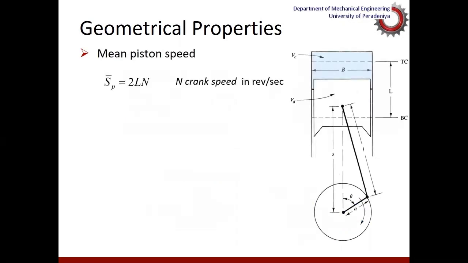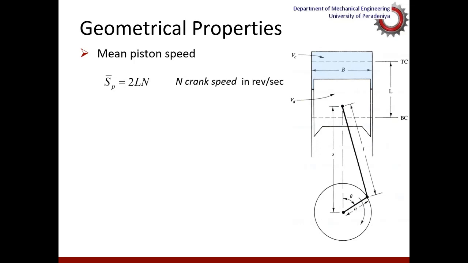Mean piston speed is an important geometric parameter of an engine, particularly when it comes to the design of engines. We know that the piston velocity changes at the top dead center and the bottom dead center, and the speed becomes zero at both, and then it gets accelerated. So it's a dynamic quantity, and we can't quantify a single value of piston speed. But for mean piston speed, we can give an average value and get an understanding of how fast the piston moves up and down on average.